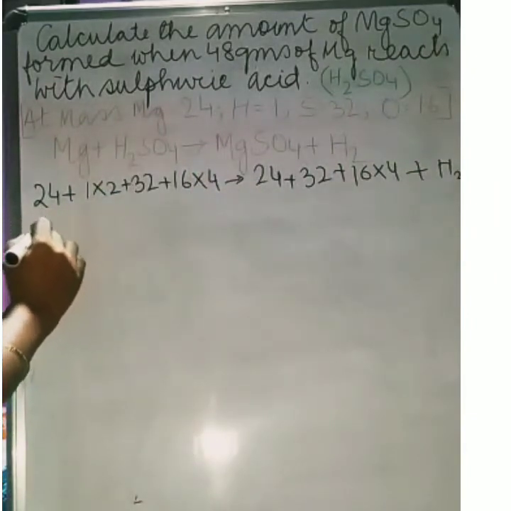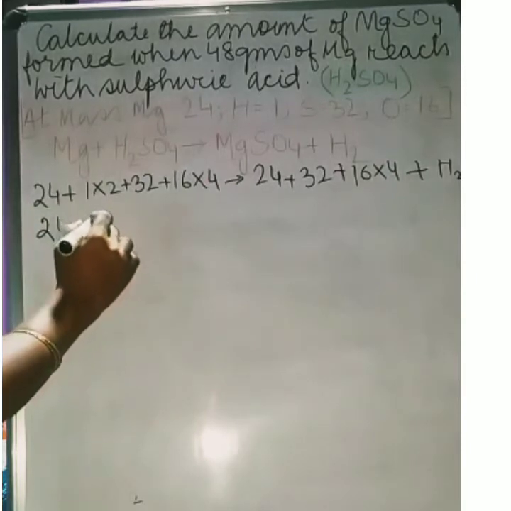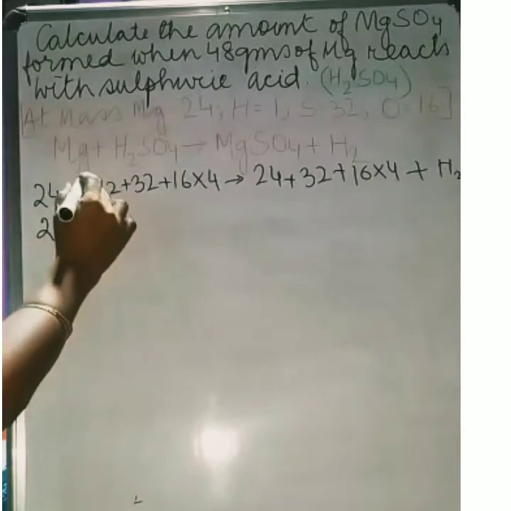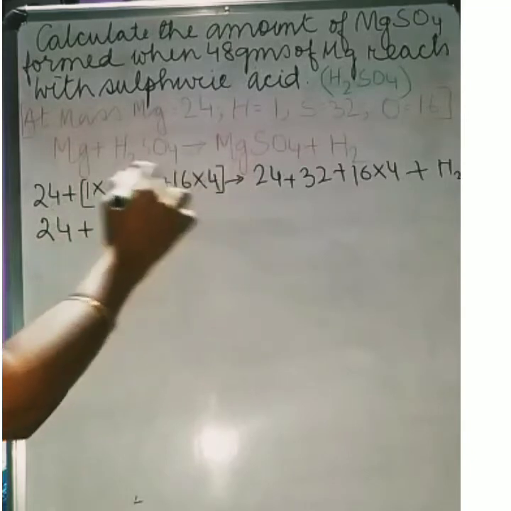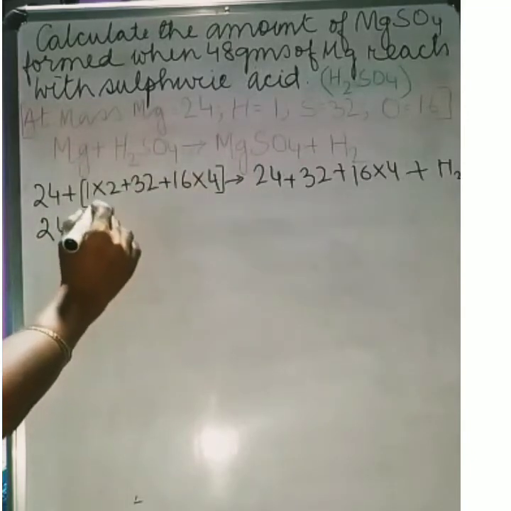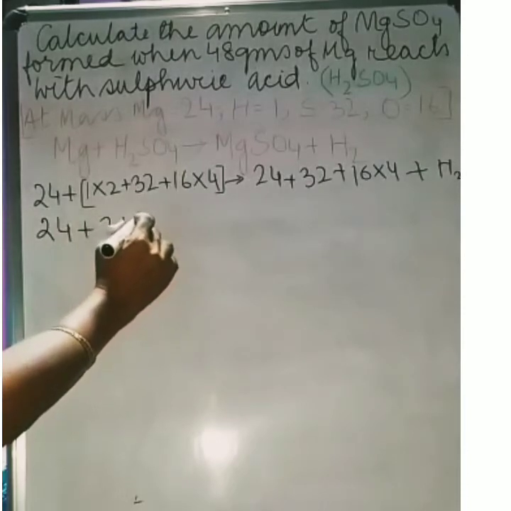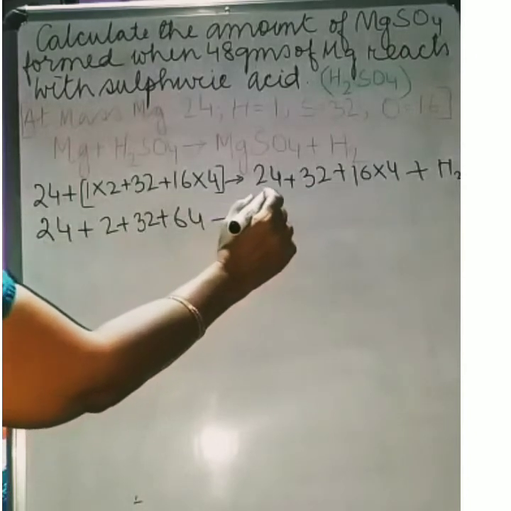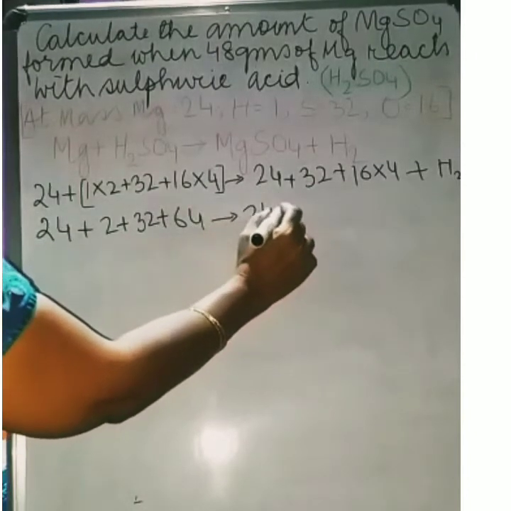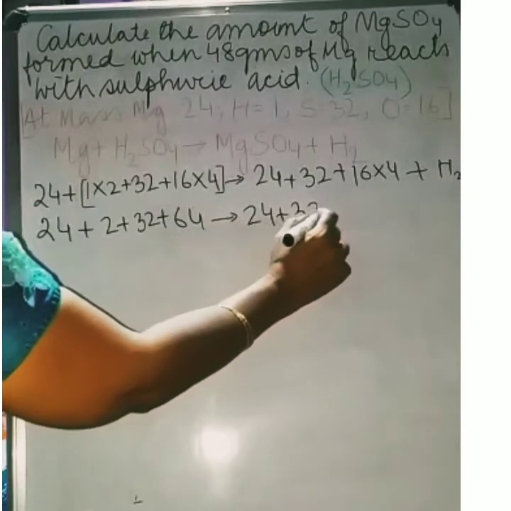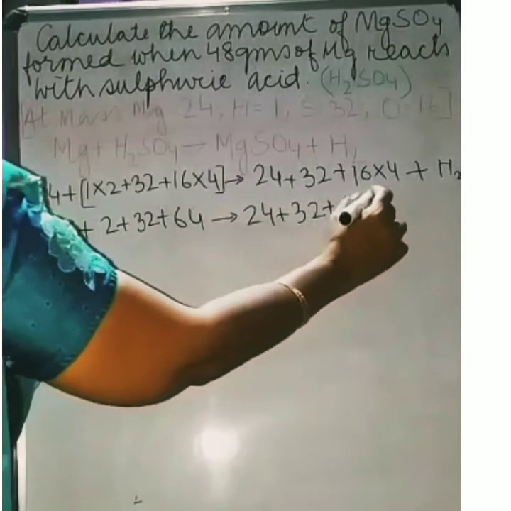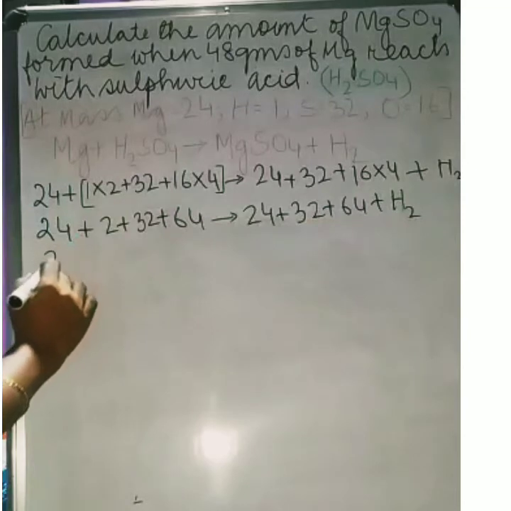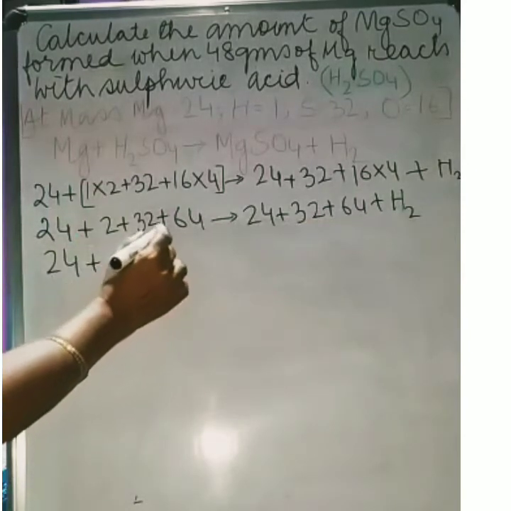So 24 plus, we don't require the calculation of this one also, because it is only dealing with magnesium. So we can leave out this one. 2 plus 32 plus 64 will give us 24 plus 32 plus 64 plus H2. We don't need the calculation of H2, so we are not going into it. So 24 plus, this is coming to how much?